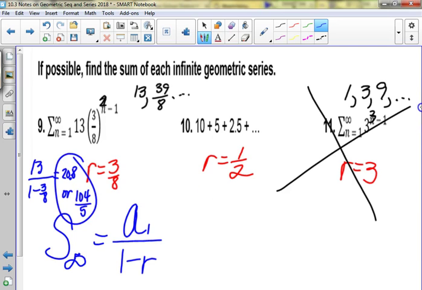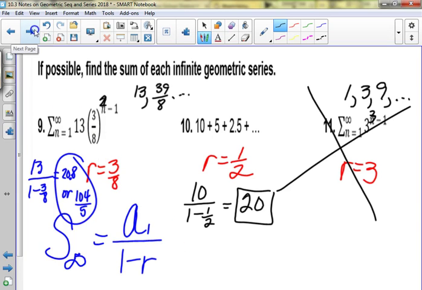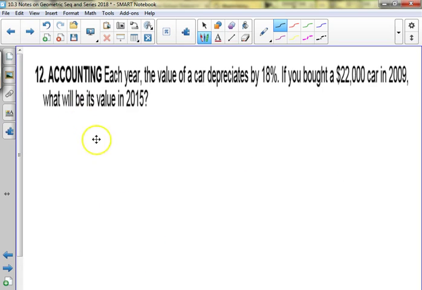Okay. And this one here would be the first term is 10 over 1 minus 1/2. I think I can do that one. 20? Everybody good? Honestly, infinite sequences aren't on the quiz. I kind of forgot to put them on there.